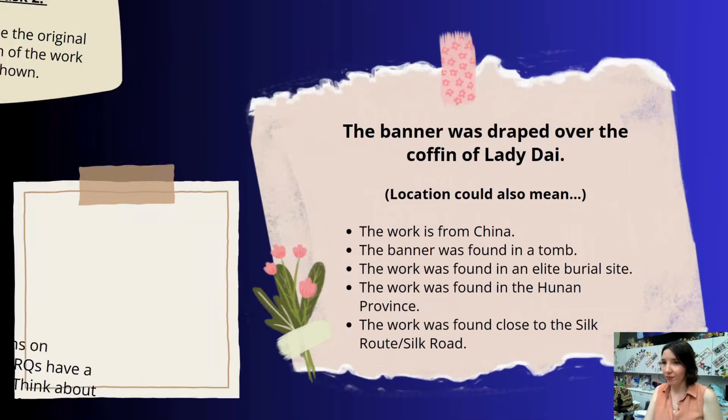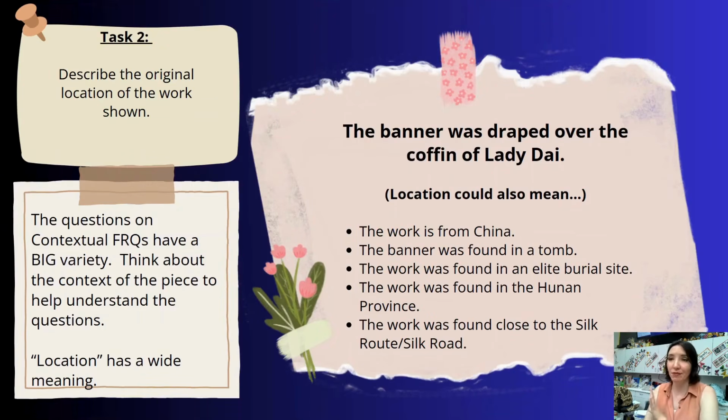Next point. Again, contextual. From that point forward, you're just reading the question carefully and answering about it because it's very specific to the artwork. So here, describe the original location of the work shown.